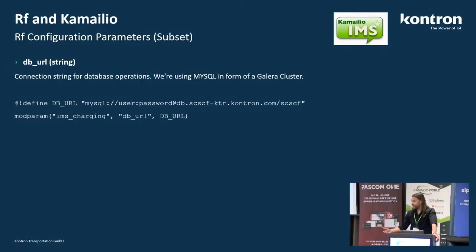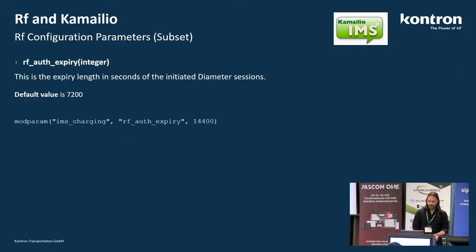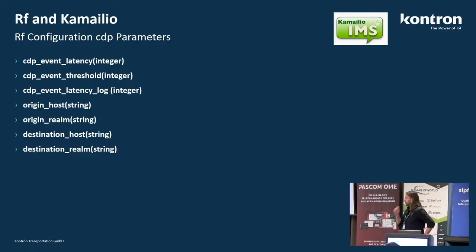This is what I've just said. You just specify, in our case, this Galera cluster. This Rf forced peer, we also reused from the Ro interface. We use it only for testing purposes, because typically we configure all the Diameter peers in the XML, and when you use this forced peer, you cannot use redundancy, for instance. So you force Kamailio to always use this Diameter peer. There are also expiry and a few other configuration parameters available for the Diameter configuration.